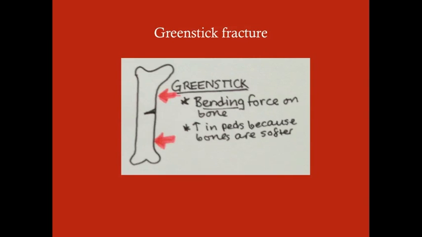Okay, the greenstick fracture is caused from a bending force on bone. This is usually going to happen in children because their bones are softer. Now, if you had a bending force in an adult, what would normally happen is they would probably get either a transverse fracture or an oblique fracture. But with children, their bones are so collagenous still that they don't break completely, or they don't show as much trauma. So let's look at an X-ray.